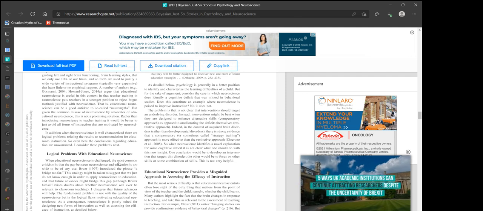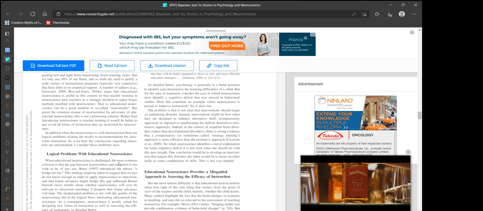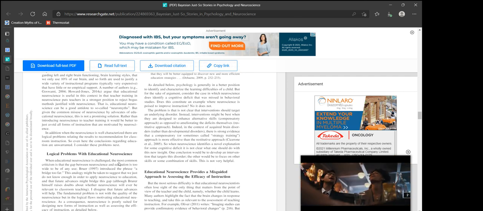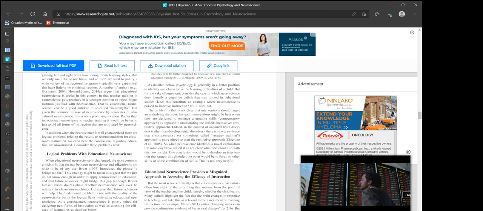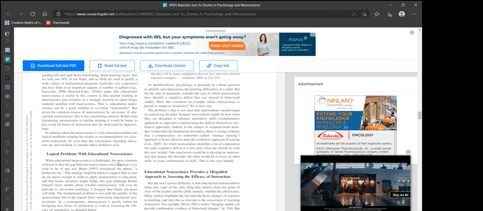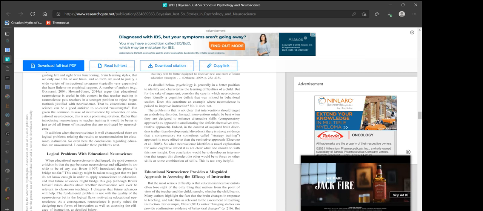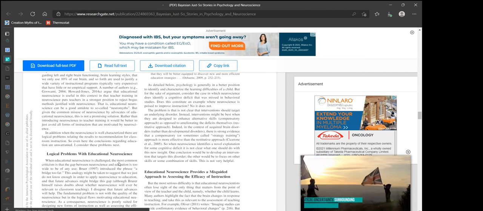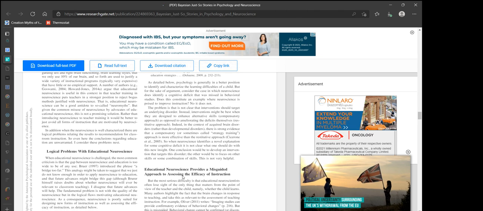the restitutive approach. So when neuroscience identifies a novel explanation for some cognitive deficit, it is not clear what one should do with this new insight. One conclusion would be to develop an intervention that targets this disorder. The other would be to focus on other skills or some combination of skills. This is not very helpful.